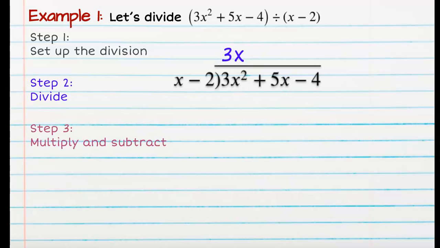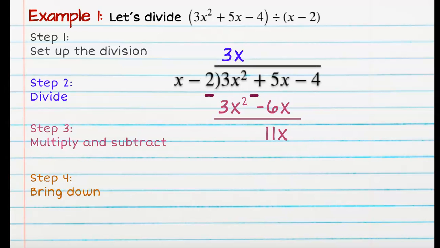So now we will multiply and subtract. X multiply 3x is 3x squared, and we must multiply the negative 2 with the 3x and get negative 6x. And now we will subtract. Be careful with the subtraction here. 3x squared minus 3x squared should cancel out if we did this problem correctly. But now 5x minus negative 6x gives us 11x. And now that we subtracted, we continue and bring down. So we must bring down the minus 4.